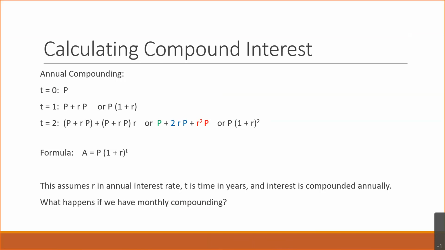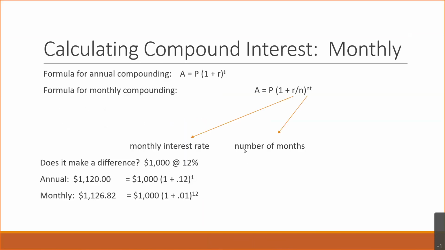But what happens if we compound a little more often? Okay, what happens if we compound monthly, let's just say? How does that change things? Well, okay, so this is the formula for annual compounding. If you want monthly compounding, then, okay, well, what do you do here?